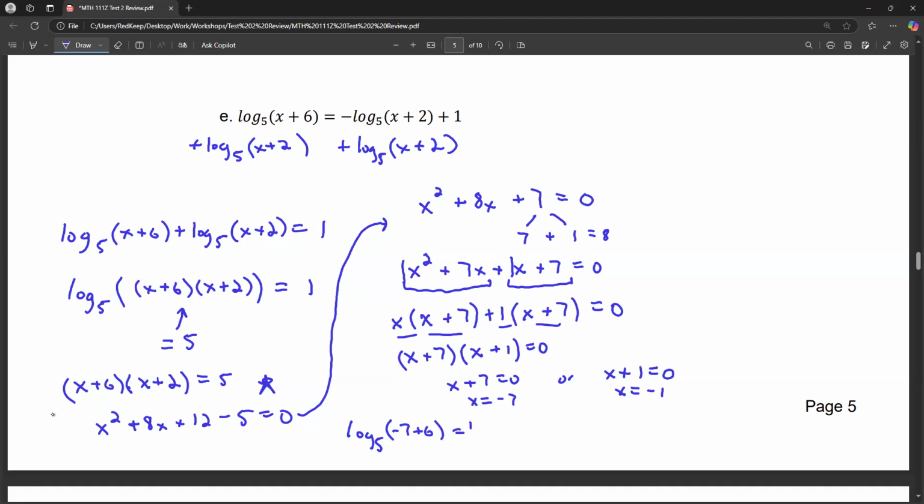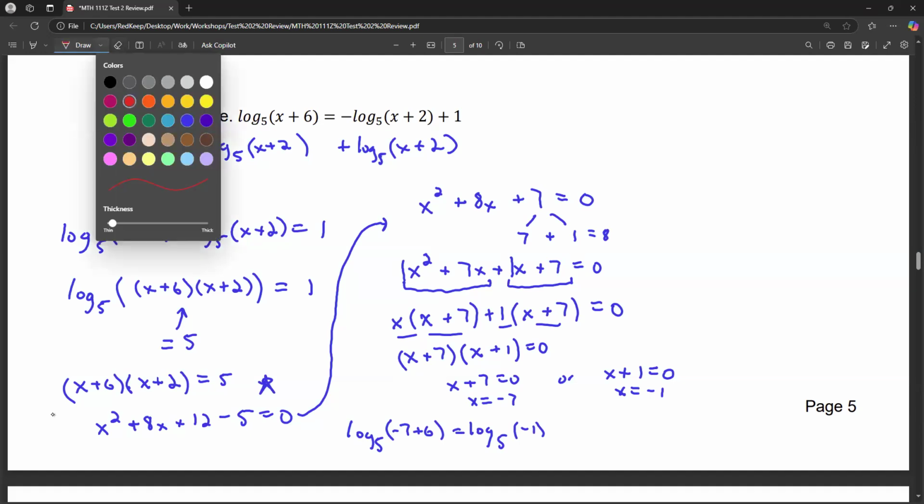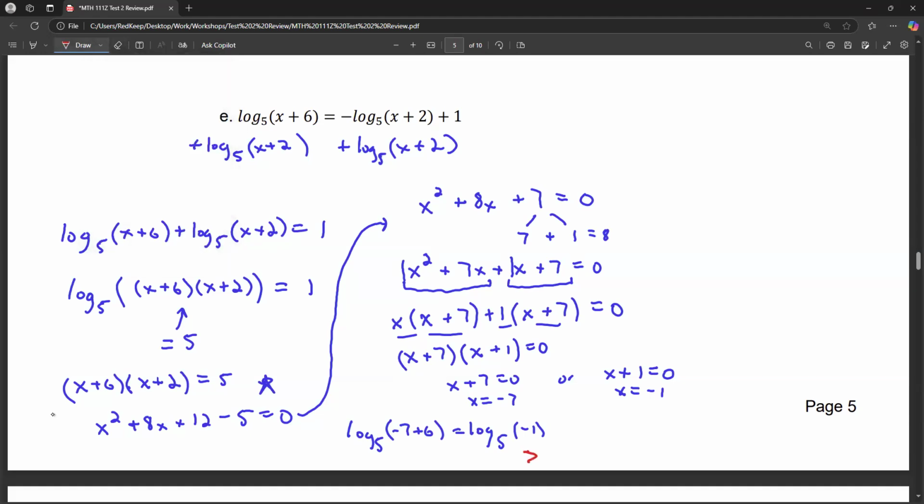Uh-oh, we have some trouble here, right? Log base 5 of -1. And this is a no-go, right? Because the argument of a logarithm must be greater than 0. And -1 is definitely not greater than 0. So this value will not work for our solution.